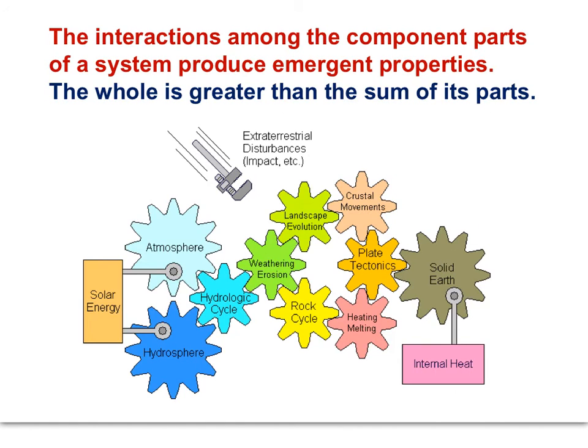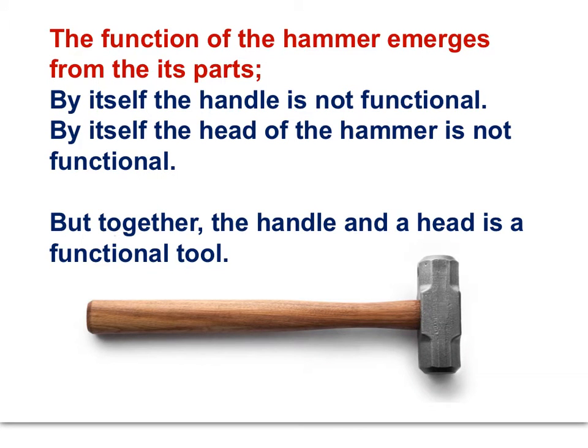The interactions among component parts of a system produce what's called emergent properties. The idea behind emergent properties is that the whole is greater than the sum of the individual parts. To help you understand emergent properties, let's take a look at this hammer. The function of the hammer emerges from the parts. By itself, the handle is not functional. By itself, the head is not functional. But together, the handle and the head, you have a functional tool.